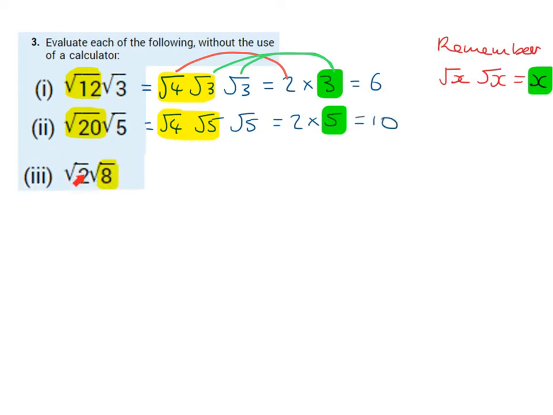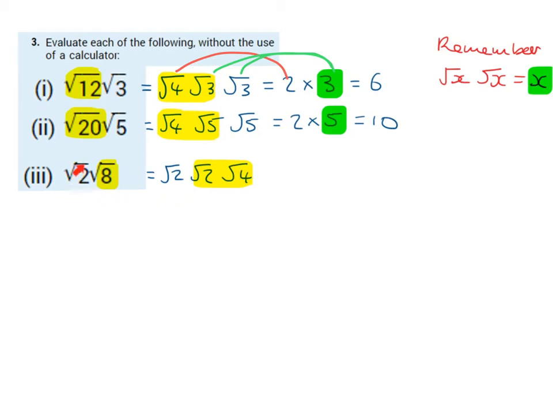Next we have root 2 root 8. So root 2 is a prime number, so we can't factorize that, but root 8 we can. So the factors of 8 are 1 times 8 and 2 times 4. So we're going to go with 2 times 4, or 4 times 2, which is the same thing, because 4 is a square number. So root 2, we just write down again, can't be factorized. And then root 8, we rewrite as root 2 root 4. You could have written root 4 root 2, it means the same thing.